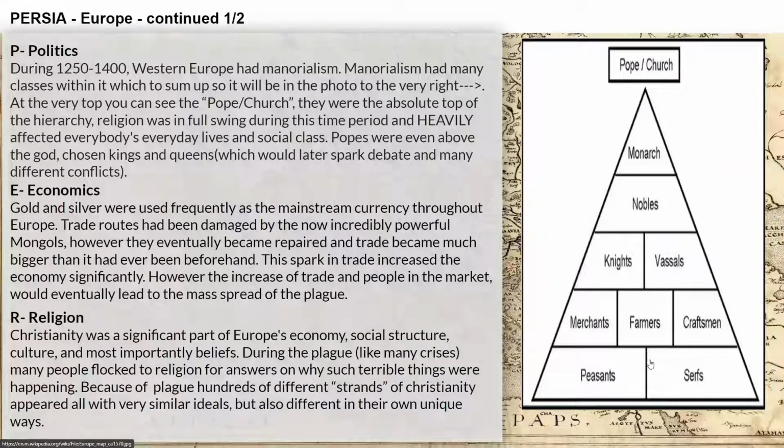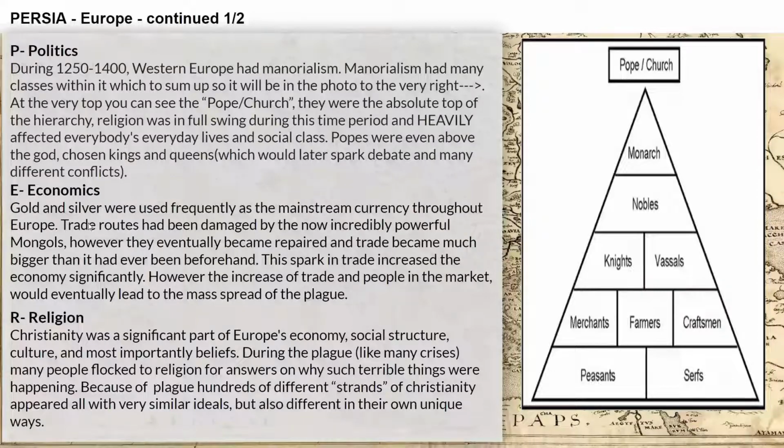At the bottom here we have peasants and serfs that would work the land for knights, vassals, and nobles. Merchants, farmers, and craftsmen could usually live on their own land and do their own things because they were self-sufficient. Knights and vassals worked for nobles, and the nobles owned land, while monarchs were like kings and queens, and the Pope and the Church were divinely appointed and had ultimate power until the Magna Carta.